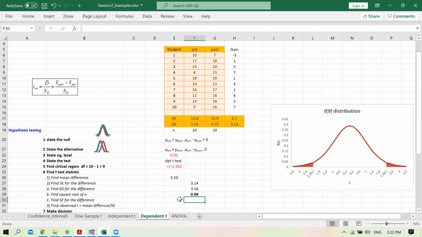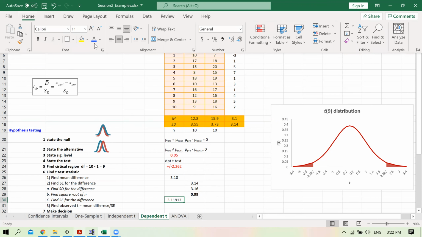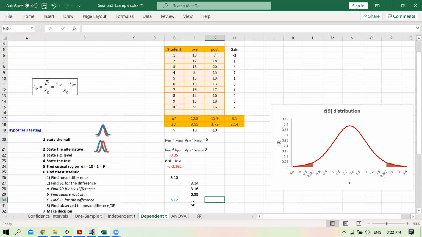So next we're going to compare the mean difference with the standard error to calculate the observed t. So it's the mean difference divided by the standard error. So we'll get the observed t value, 3.12.